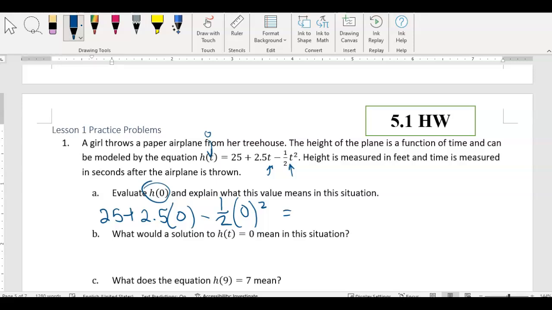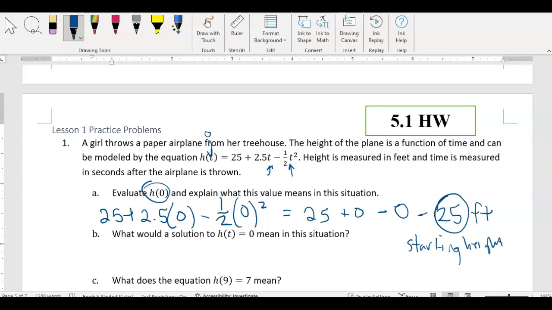Now you should recognize that 0 time means that's before anything has happened. And so we'll end up with 25 plus 2.5 times 0 is 0, plus minus 1/2 times 0 squared is 1/2 times 0, or just 0. So this means that we have 25 feet, and 25 feet, that means, is our starting height. So label that as such.